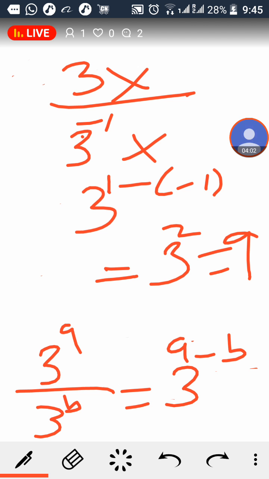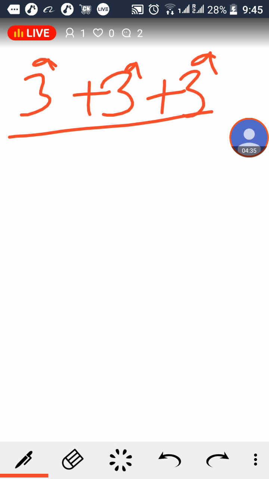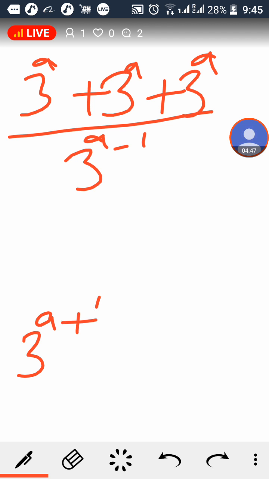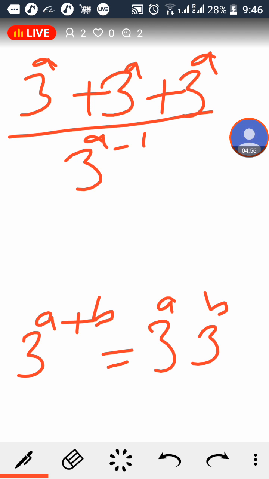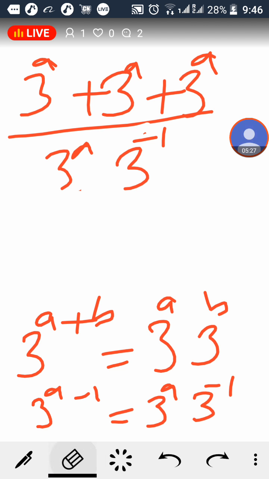Okay, let me go for the second one. It is 3 to power a plus 3 to power a plus 3 to power a over 3 to power a minus 1. Let's just start with the rules you know before. One of the rules is 3 to power a plus b is the same as 3 to power a times 3 to power b, right? That means in the denominator we can write 3 to power a minus 1 as 3 to power a and 3 to power negative 1. Is this okay?